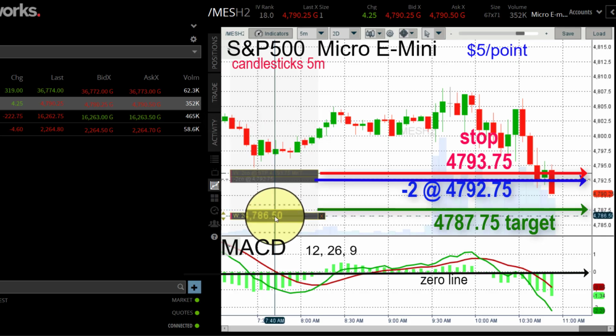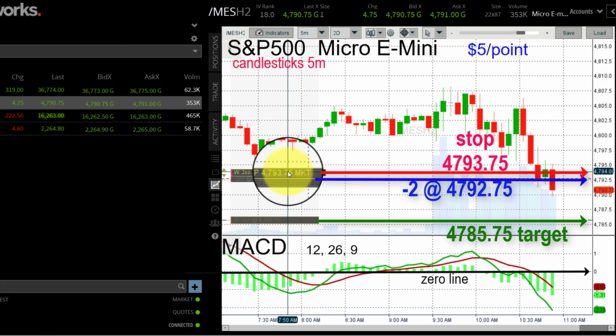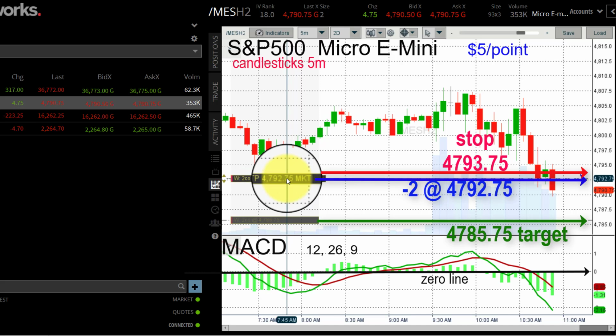Well, I'm 9 minutes into the trade now, and I was trading at 47.90, so I needed to move my target price down a little bit. Move it down to 47.85 and 3/4. That would mean the target price is now at about 7 points, $70. That is $10 a point.